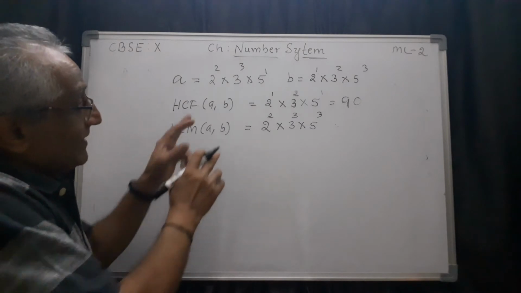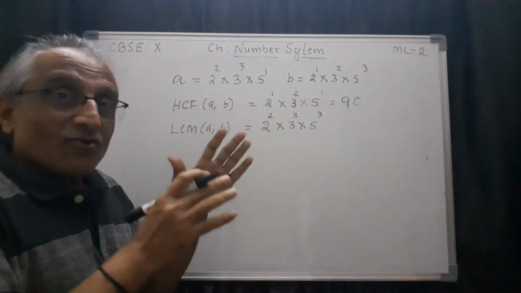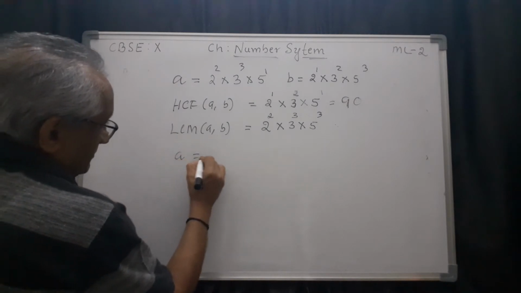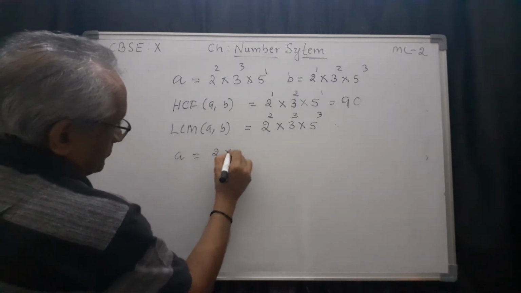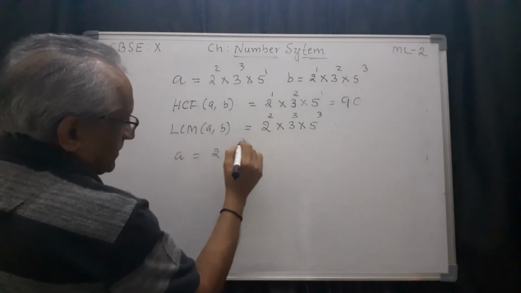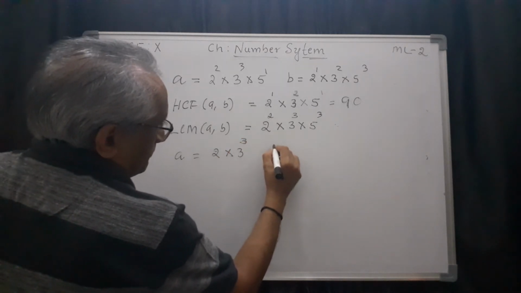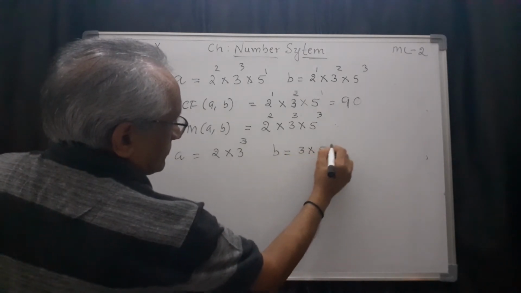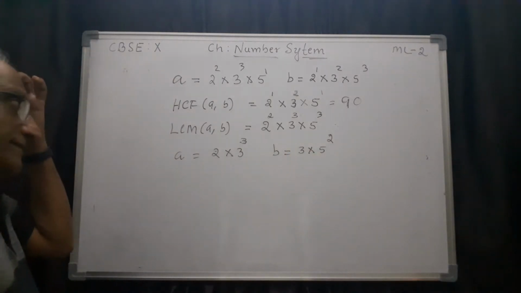Now whenever these factors are common, it is very simple. Now the question is this. Suppose you have, say, a equal to 2 into 3 cube, let us say. And b is say 3 into 5 square. So what is the HCF now?